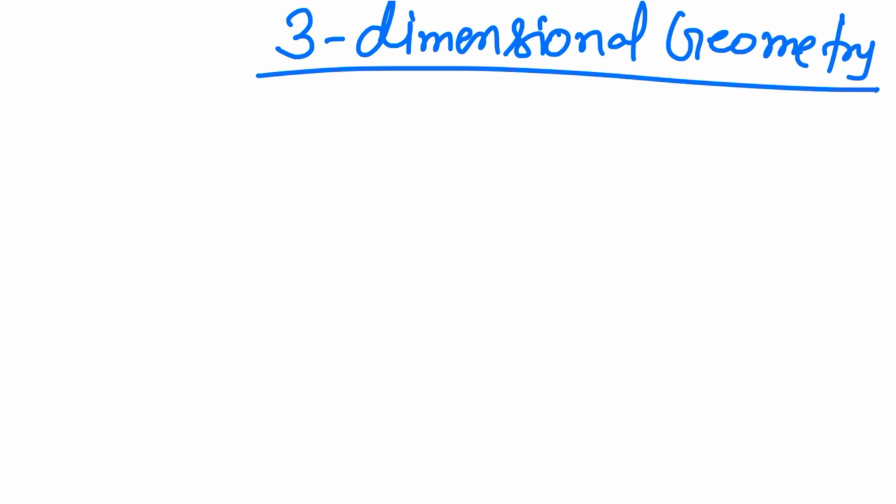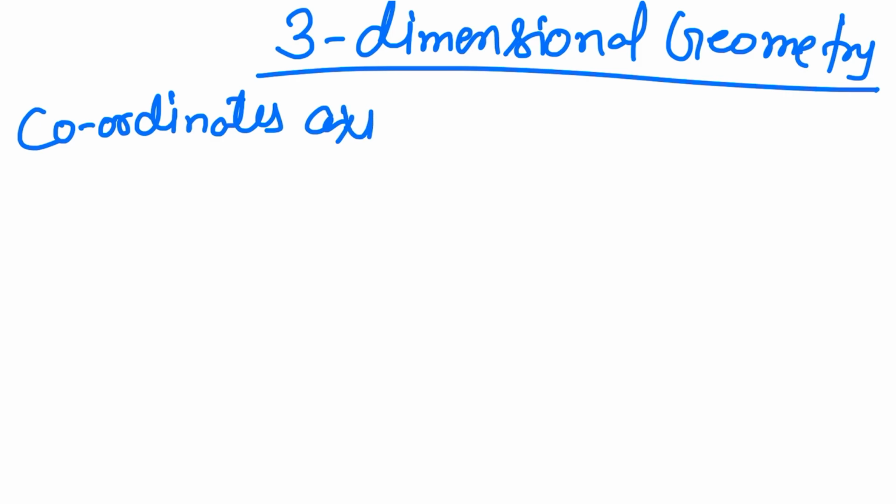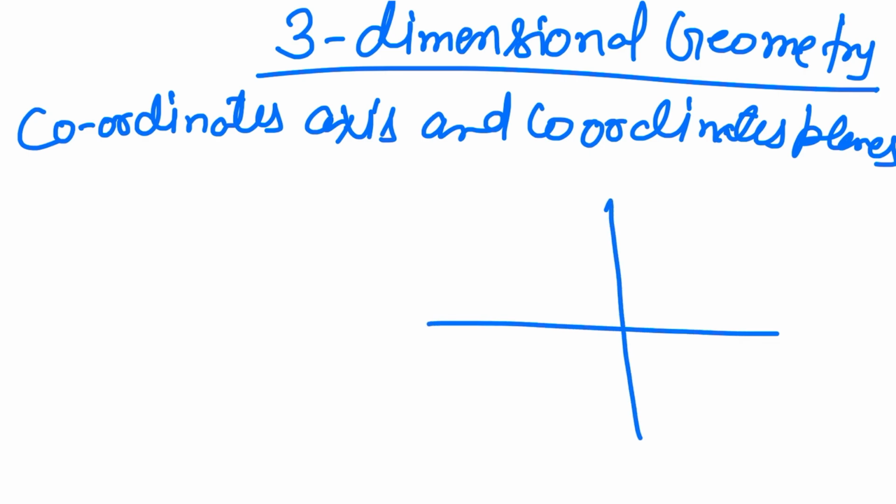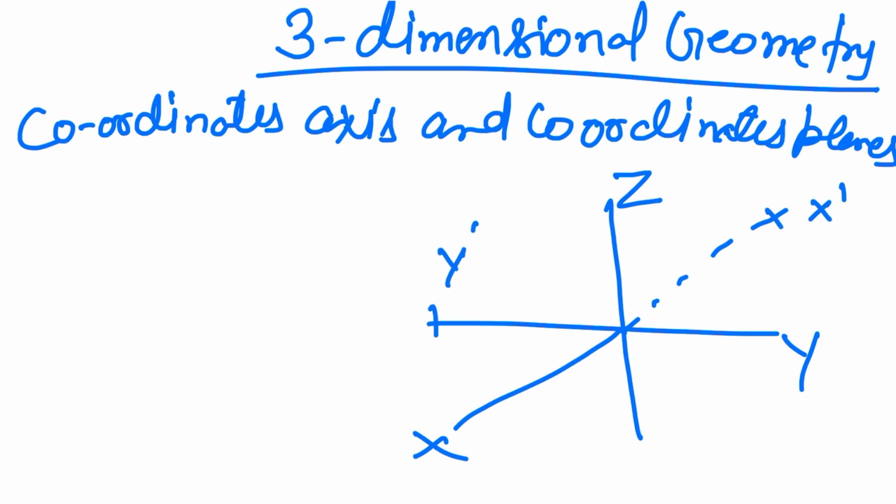Introduction to 3D geometry. So we have coordinate axes and coordinate planes. As we already studied the x and y axis, now we have the z axis. This is x, this is y and this is z. These three are mutually perpendicular lines, and where they commonly intersect is called the point O, the origin.